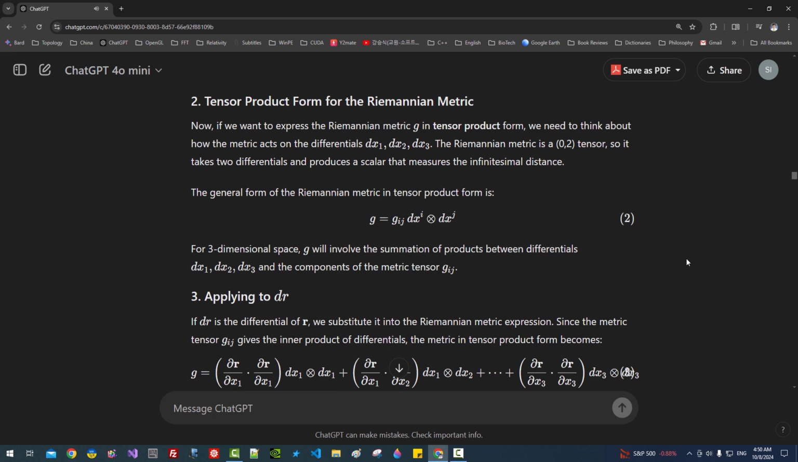2. Tensor product form for the Riemannian metric. Now, if we want to express the Riemannian metric G in tensor product form, we need to think about how the metric acts on the differentials dx1, dx2, dx3. The Riemannian metric is a (0,2) tensor, so it takes two differentials and produces a scalar that measures the infinitesimal distance. The general form of the Riemannian metric in tensor product form is G equals gij dxi ⊗ dxj (2). For three-dimensional space, G will involve the summation of products between differentials dx1, dx2, dx3, and the components of the metric tensor gij.